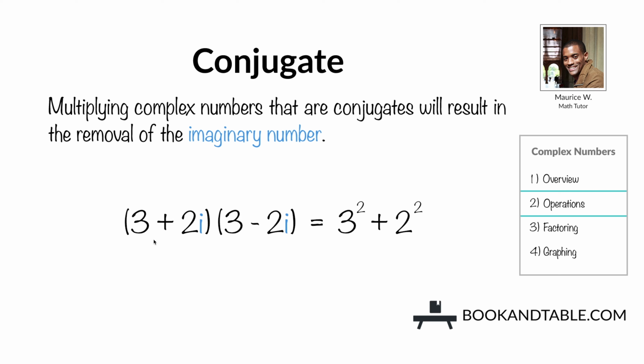So for example, 3 plus 2i times 3 minus 2i will be equal to 3 squared plus 2 squared. So by multiplying this times its conjugate, we'll get 9 plus 4, which gives us 13. And thus, we'll be able to simplify our denominators from a complex number to an integer value.